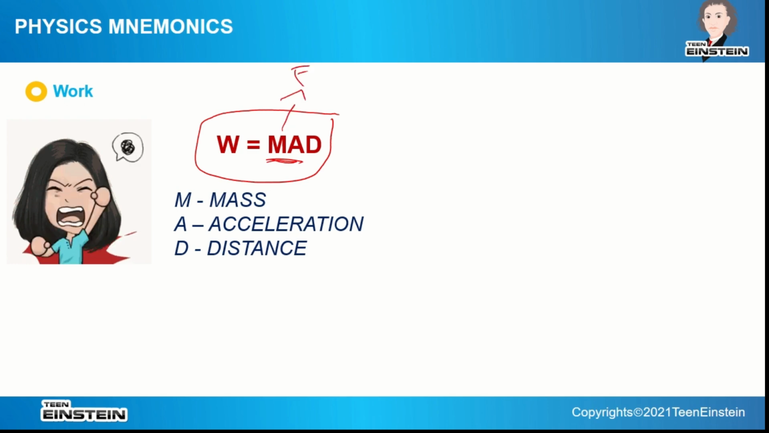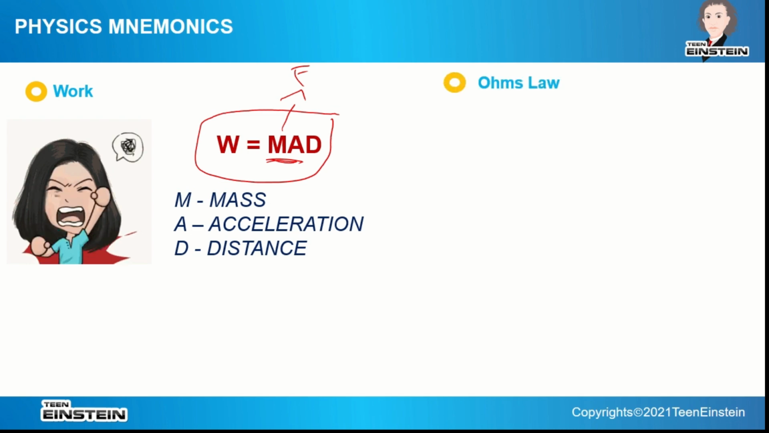You know, W is equal to F into D and F is equal to MA. So here we are taking it as MA into D. D is the distance, so mass into acceleration into distance. In order to remember this, you can think of the concept like work. When you're doing a lot of work, you will become really mad because of the stress. So W equals MAD, where M stands for mass, A stands for acceleration and D stands for distance.